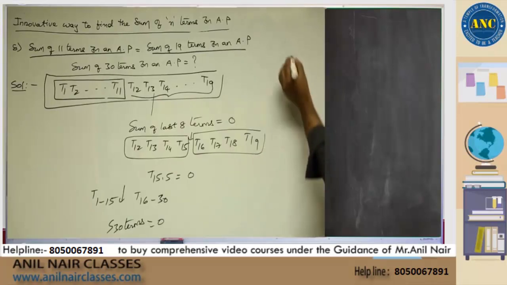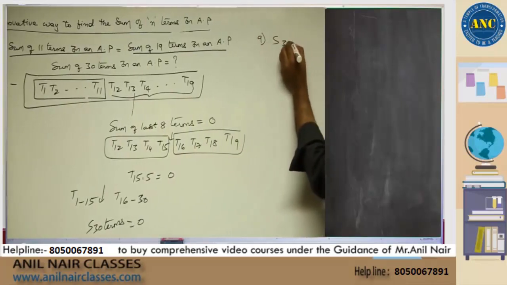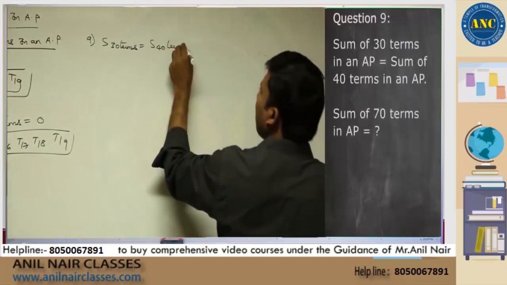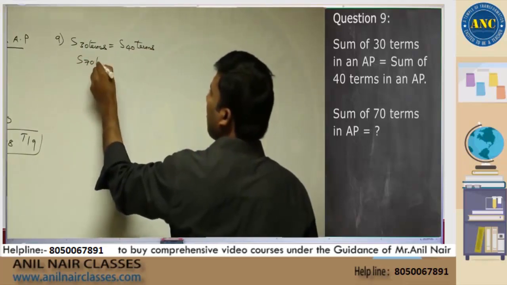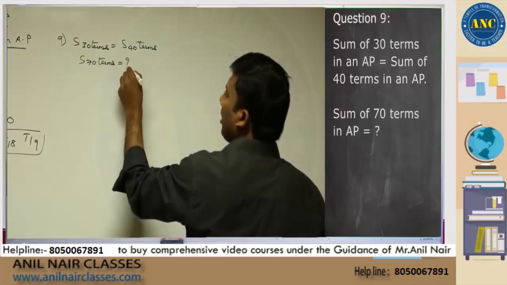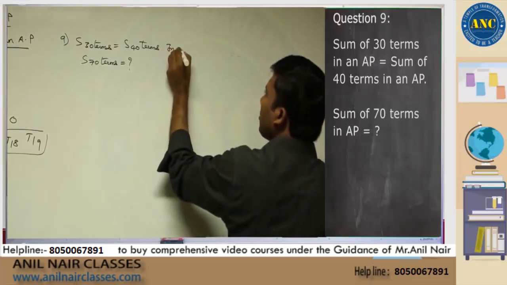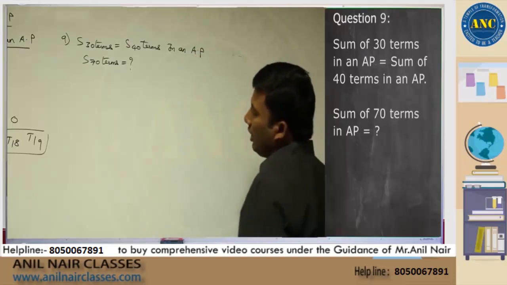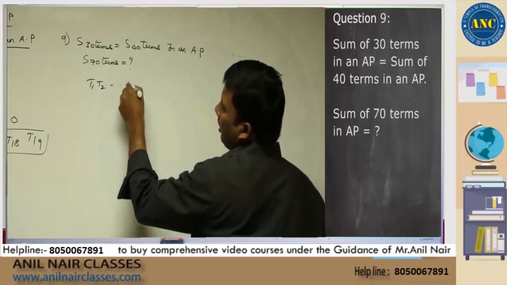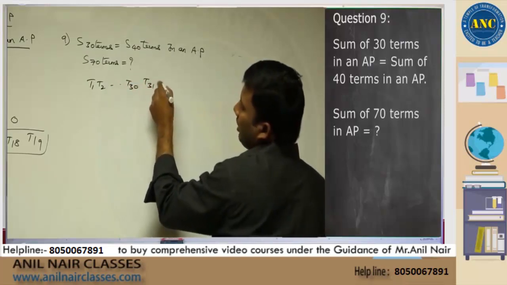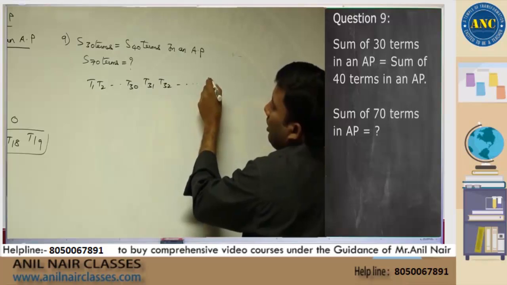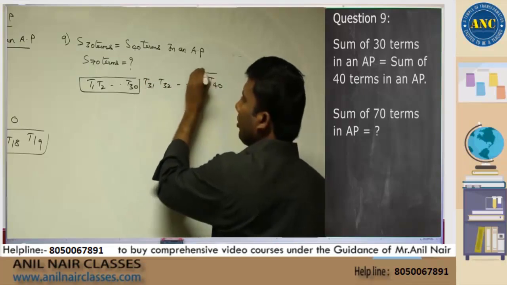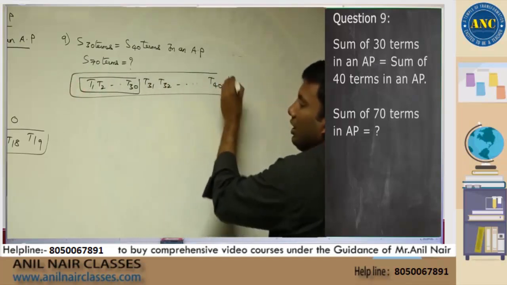Right? One more question. Sum of 30 terms is equivalent to sum of 40 terms; sum of 70 terms equivalent to? Listen carefully. This is an arithmetic progression. Sum of 30 terms: T1, T2 till T30. Sum of 40 terms: T31, T32 till T40. Sum of 30 terms is equivalent to the total sum of 40 terms.